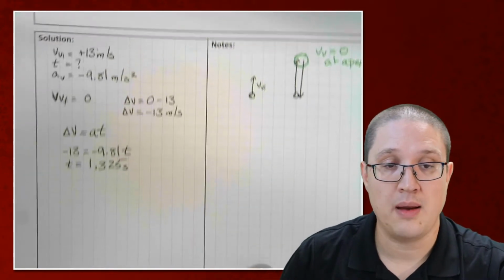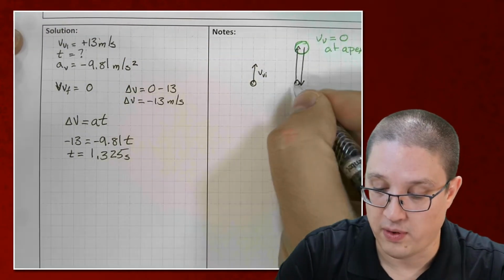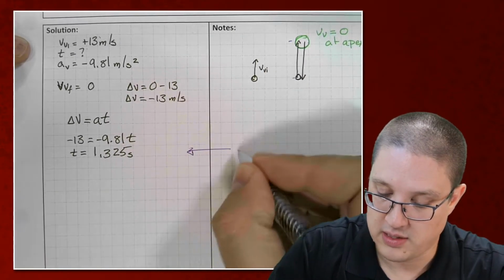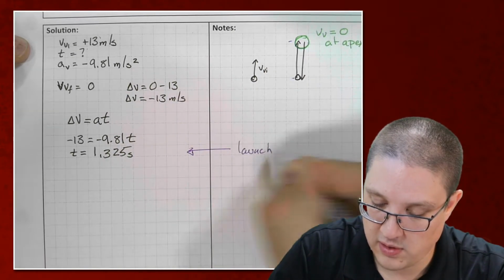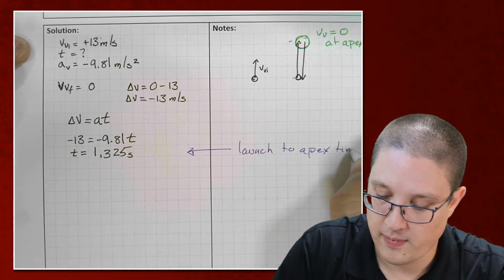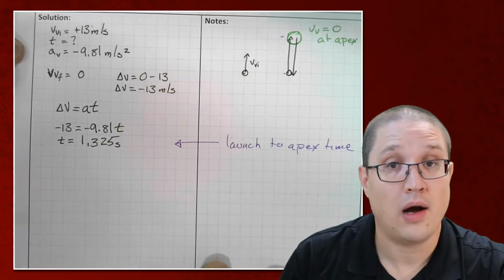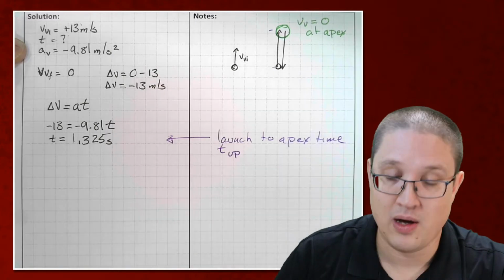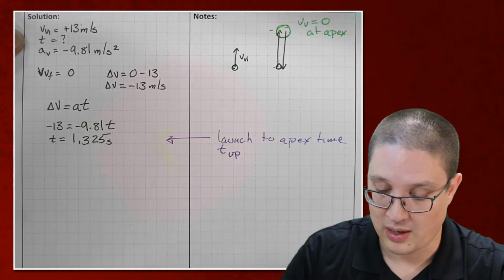This is the time it takes for the ball to go from launch to the apex. Okay, so this is launch to apex time, or in shorthand, I like to call this T up, how long it takes to go to the top, or how long it takes to go up.